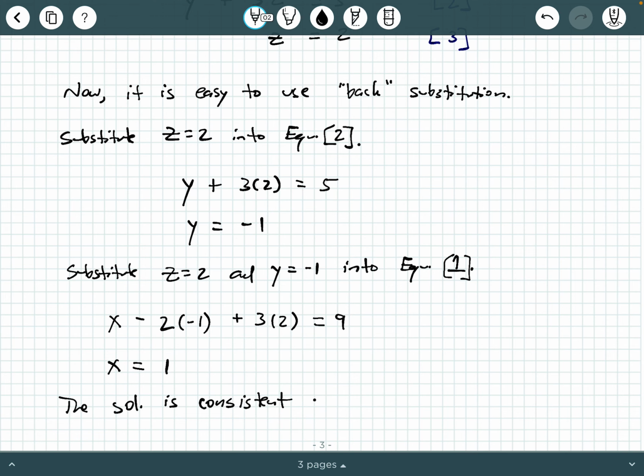So the solution is consistent and is x equals 1, y equals -1, z equals 2. And you would box all of this in with a straight edge, and that is the conclusion of this example.